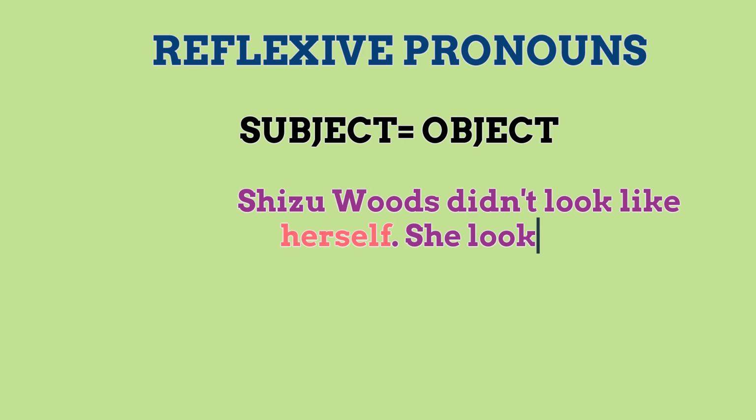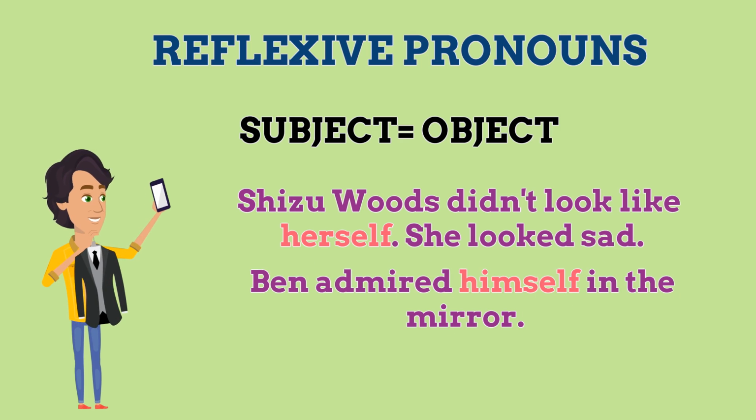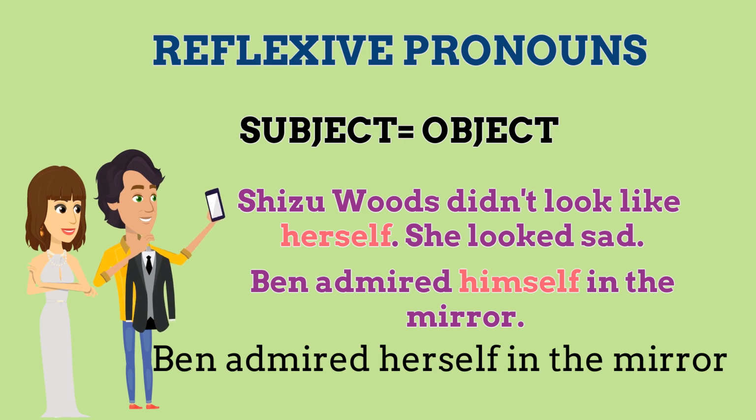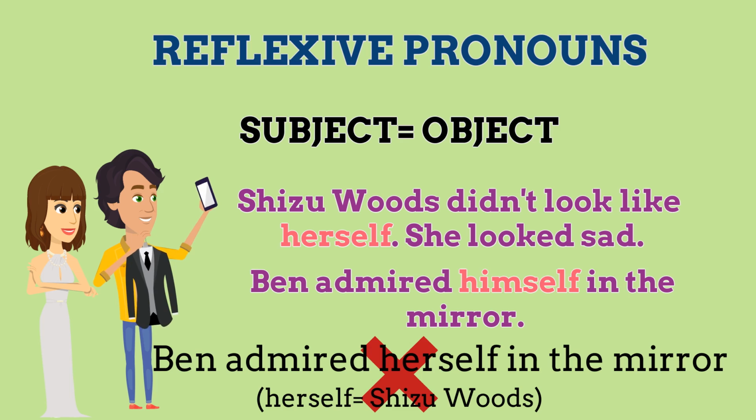Shizu Woods didn't look like herself. She looked sad. Now it explains that Shizu Woods, who's always so happy and cheerful, is looking kind of sad and not like her usual self, which is kind of odd. Moving on to the next example. Ben admired himself in the mirror. So here, the subject and object is the same, that is, Ben. For example, if Ben was admiring Shizu Woods in the mirror, we cannot say it like Ben admired herself in the mirror. That is just wrong and does not follow standard English rules. So always remember, reflexive pronouns are used only when the subject and object of a sentence are the same thing.